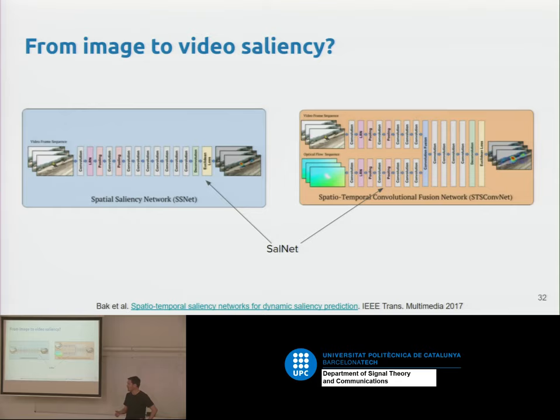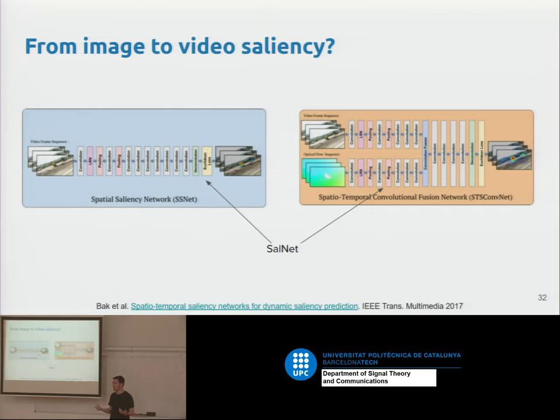So what these guys decided to do was, so this is just SalNet, which we had before. And then they took the SalNet and they modified it a bit to try and integrate some information about motion. So what low-level features capture motion that we can easily, well, not so easily, it's a little bit complicated to compute them, but we can compute them.